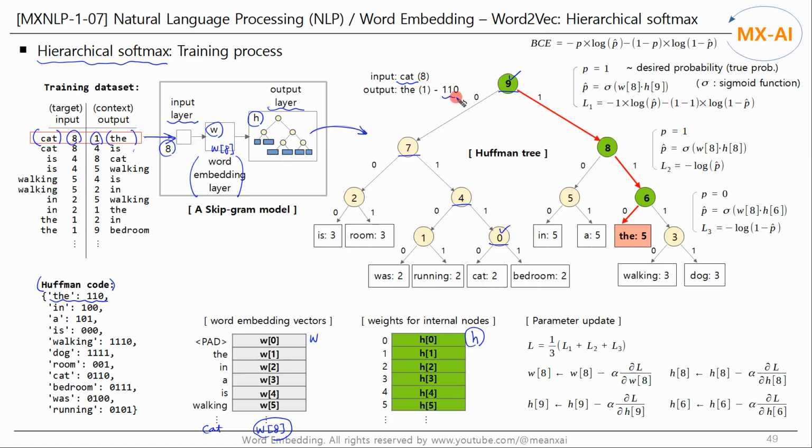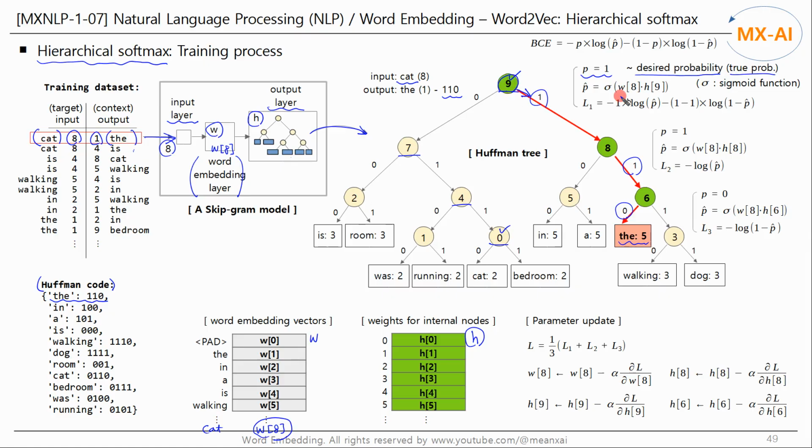This is 110. That means if we follow the path from the root node to the right, and left, we can find the context word the. The probability of moving right from the root node is 100%. This is the desired probability or true probability. The root node ID is 9.